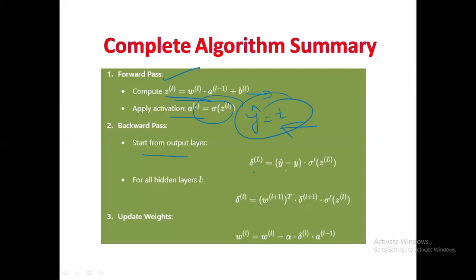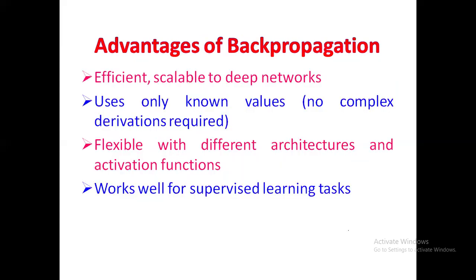Start from the output layer: delta to the power L equals Y cap minus Y, times sigma dash of Z to the power L. For all hidden layers, we are going to write it like this: delta to the power L equals W to the power L plus 1 transpose, delta to the power L plus 1, times sigma dash of Z to the power L. And update weights: W to the power L equals W to the power L minus alpha into delta to the power L, into a to the power L minus 1. So in this way, we are going to calculate the values.